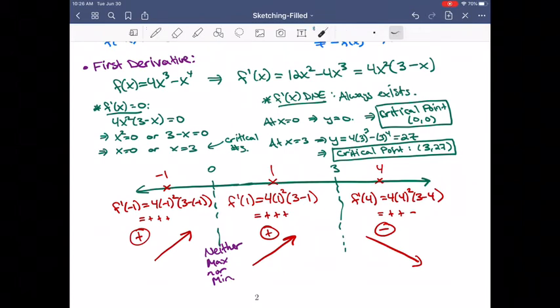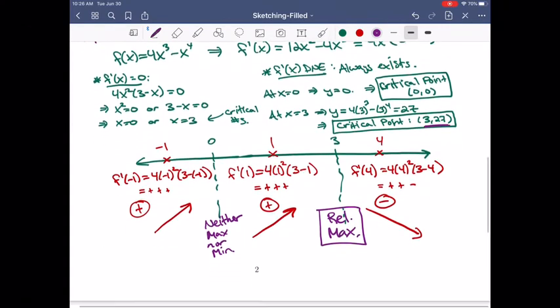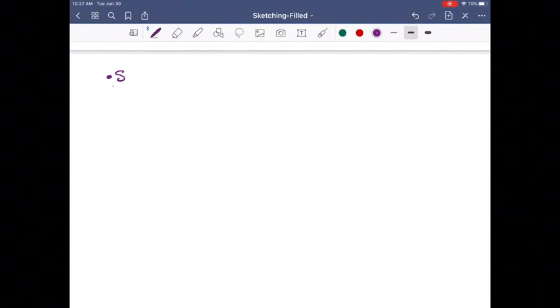But at x equals 3, I increase and then I decrease. So I'm going to get a maximum here. Okay, so this point is going to be a relative maximum. Okay, so that's our point at 3, 27, a relative max. Okay, so continue on. So now I want to think about the second derivative.